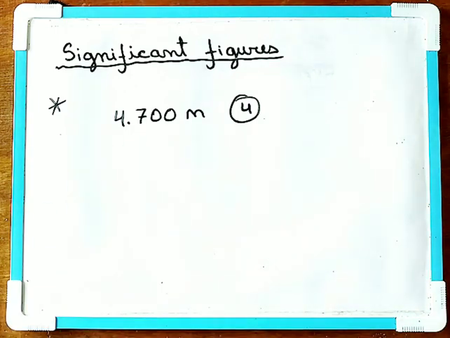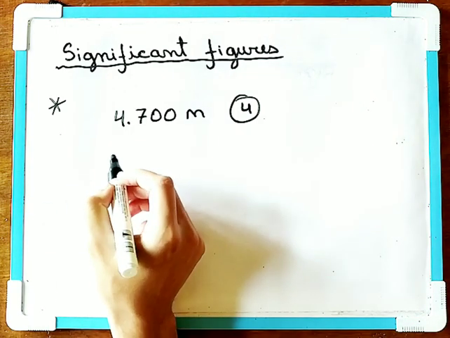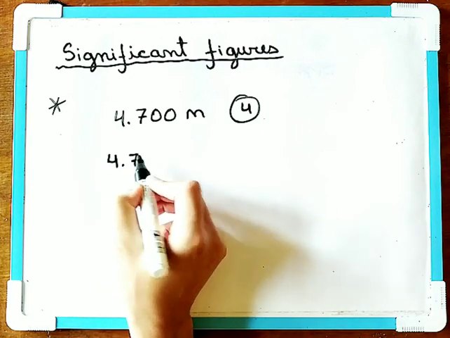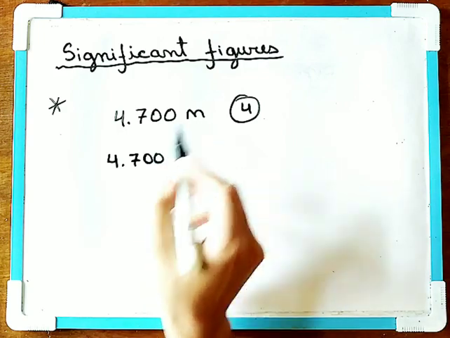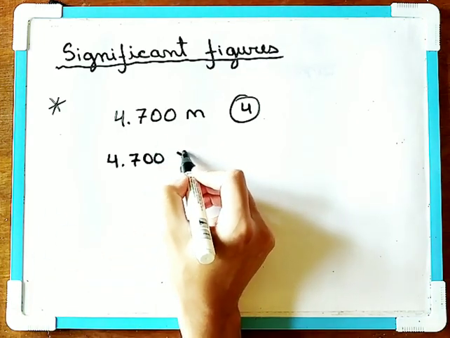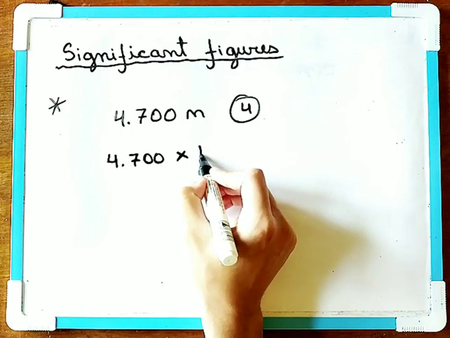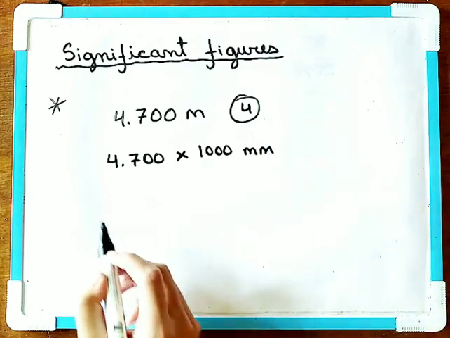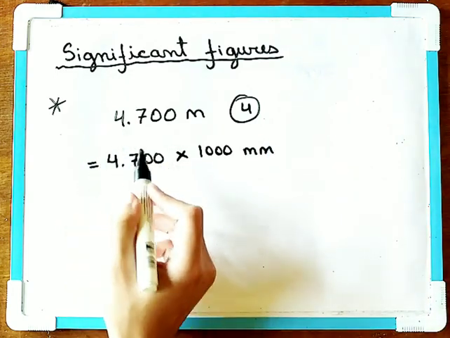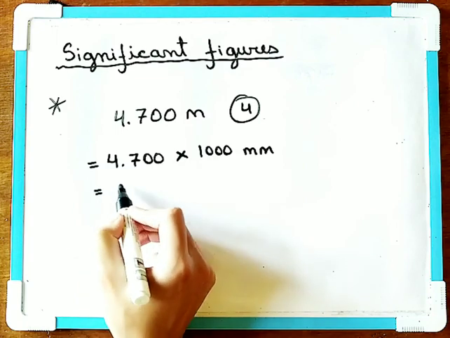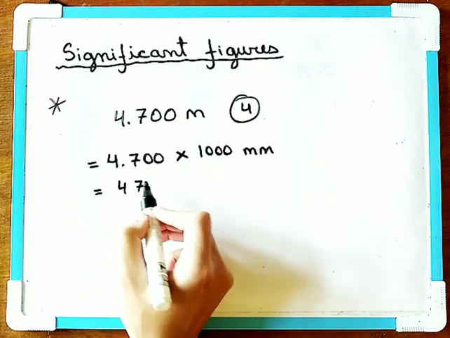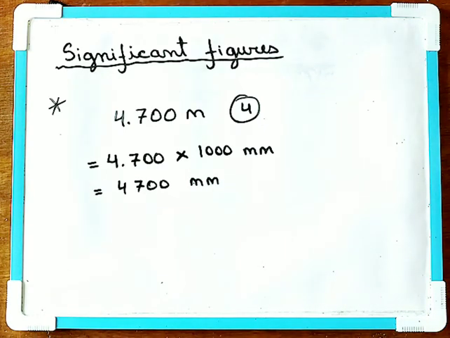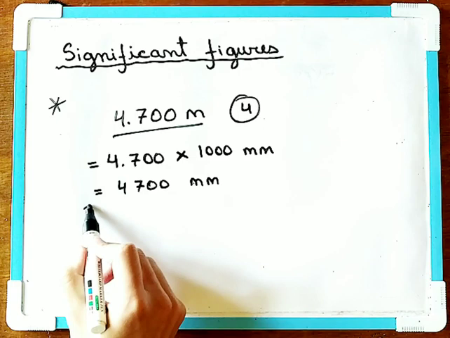Now if I convert this into millimeter, 4.700, to convert meter into millimeter, I'll have to multiply this with 1000. So this will become millimeter. On conversion to millimeter, if you multiply this, you'll get 4700 millimeter. So this value and this value are the same.